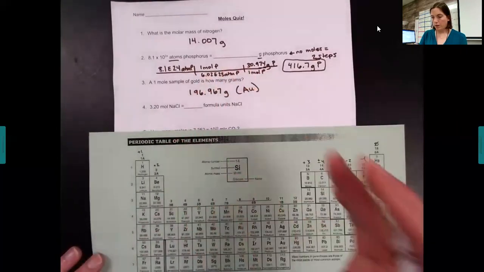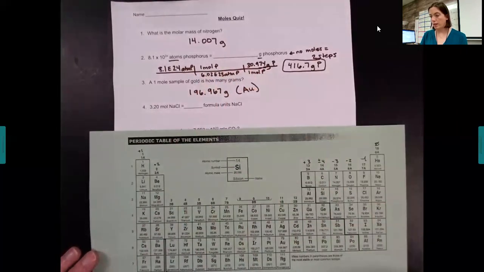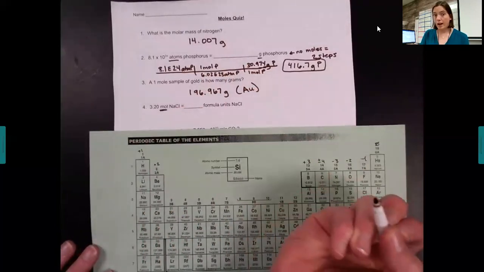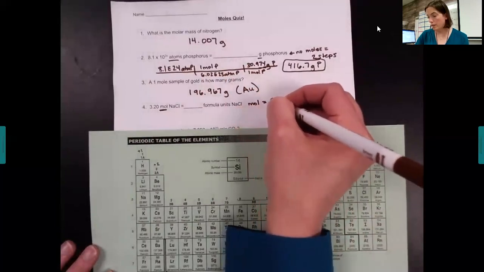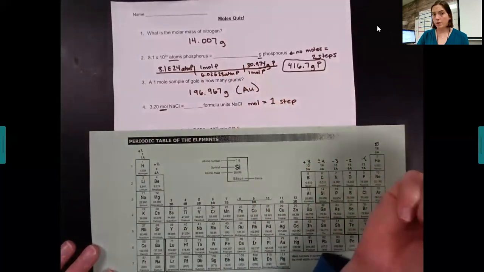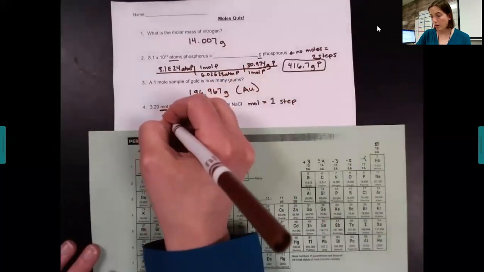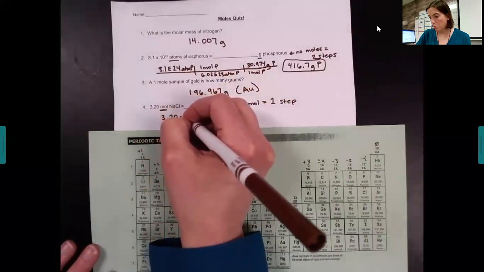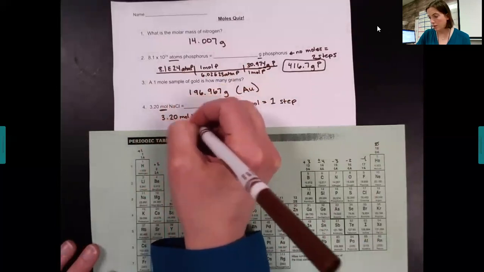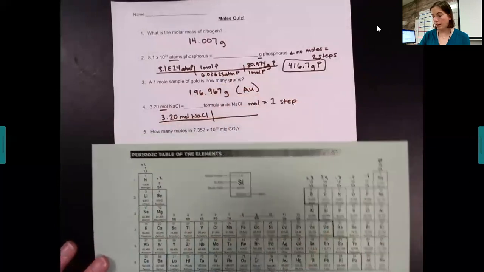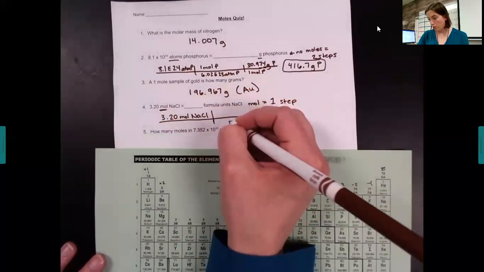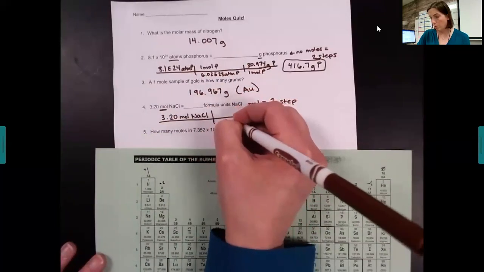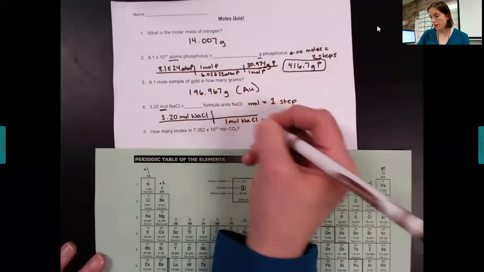Number four, 3.2 moles of sodium chloride is equal to how many formula units of sodium chloride? This has moles in the problem. Remember, if it says moles, that means it's a one-stepper. With one step, we're going to start with what we're given, 3.20 moles of NaCl. If we have moles here, then we know that moles must go on bottom of the next one. So 1 mole sodium chloride.